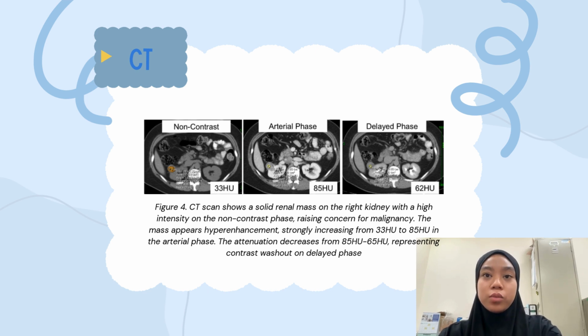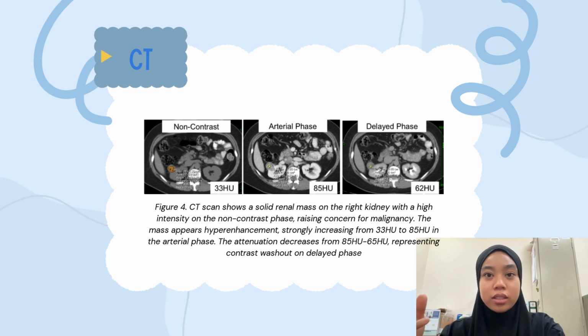In this image, the first one is the non-contrast image, where we can see a solid renal mass on the right kidney with high intensity, which appears like a dense mass, concerning for malignancy. And then after the contrast injection in the arterial phase, we can see the strongly enhanced mass, from 33 Hounsfield units to 85 Hounsfield units.